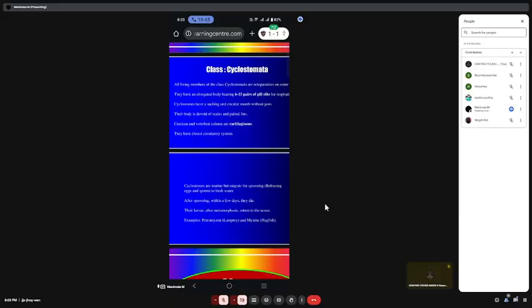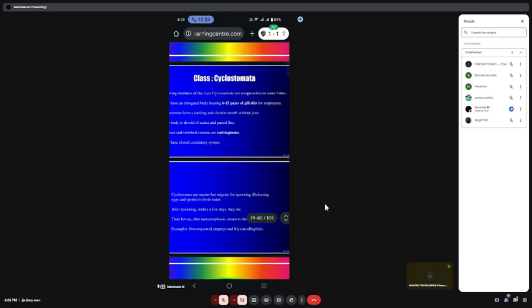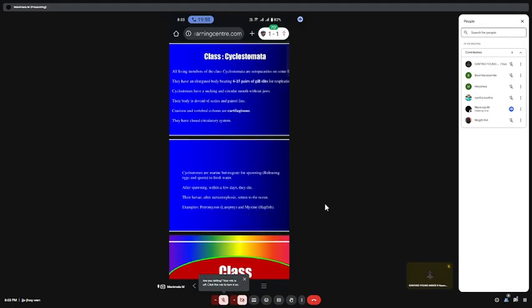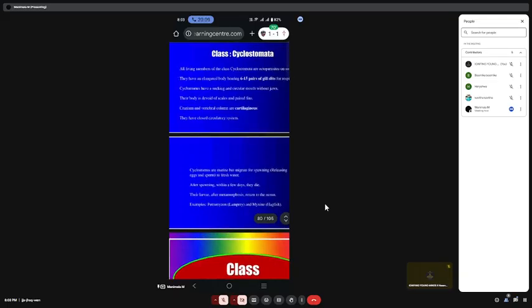Cyclostomata means circular mouth bearing animals. These are generally ectoparasites on some other fishes. The body is elongated. They have nearly 6 to 15 pairs of gill slits for respiration. The mouth has a sucking part, and with the help of the mouth only, it can suck the nutrients.